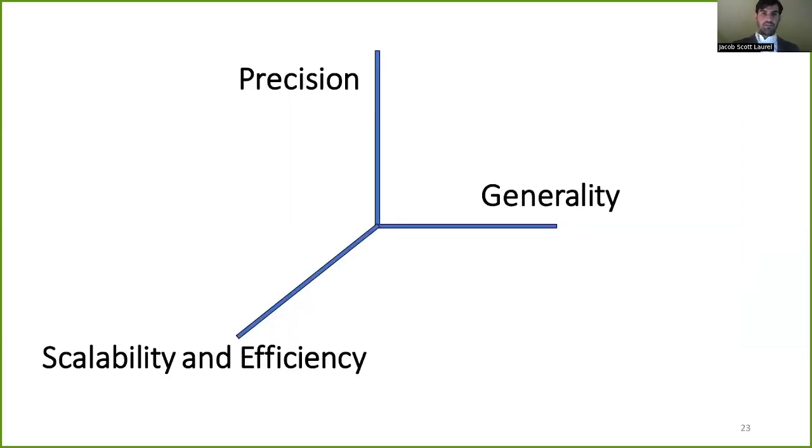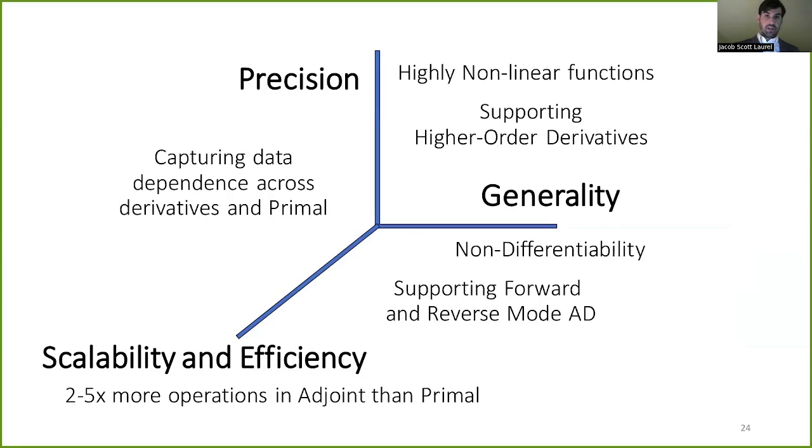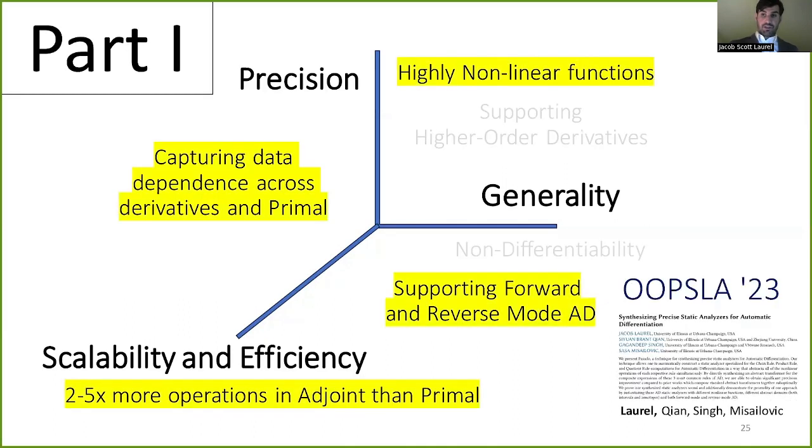Now, it's not easy because there's a challenge that we have to contend with. Specifically, we want the analysis to be precise, general, and scalable. This is not easy because in automatic differentiation, we have to contend with things like higher derivatives, nonlinear functions, non-differentiability, etc. So, as a first step in this direction, I'm going to present a little bit of our past work that was published in OOPSLA last year, whereby we find ways to synthesize precise static analyzers for automatic differentiation.